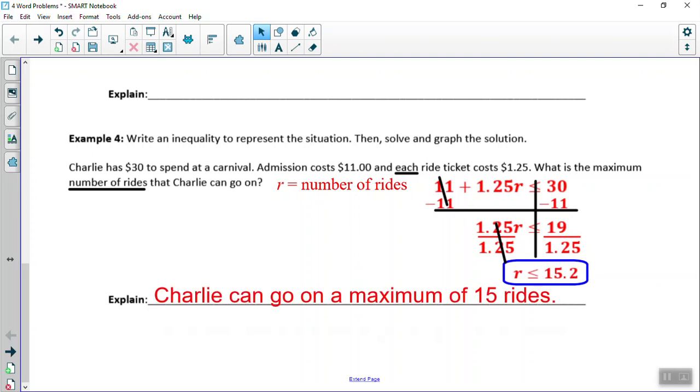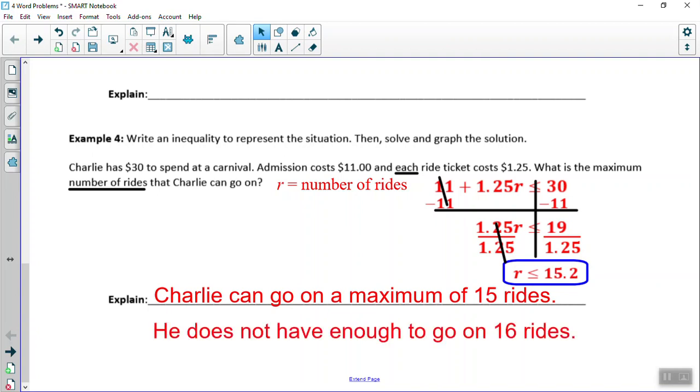Charlie can go on a maximum of 15 rides. And again, that's where I like pulling in that word that they use in the word problem, maximum. Okay? He can go on a maximum of 15 rides. He does not have enough to go on 16 rides.